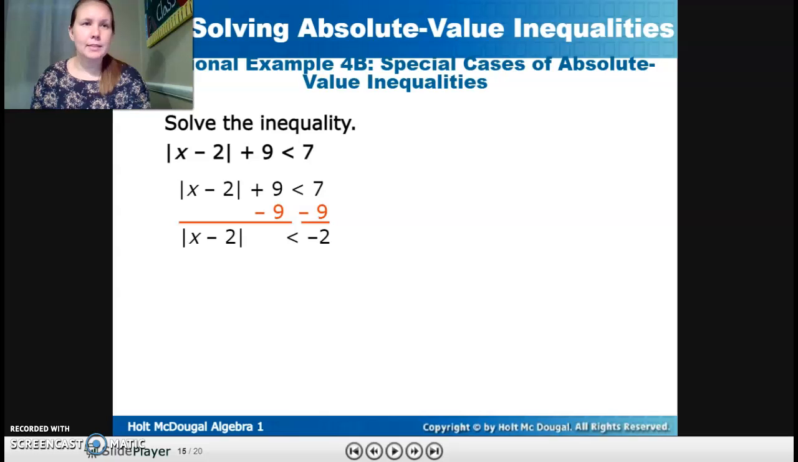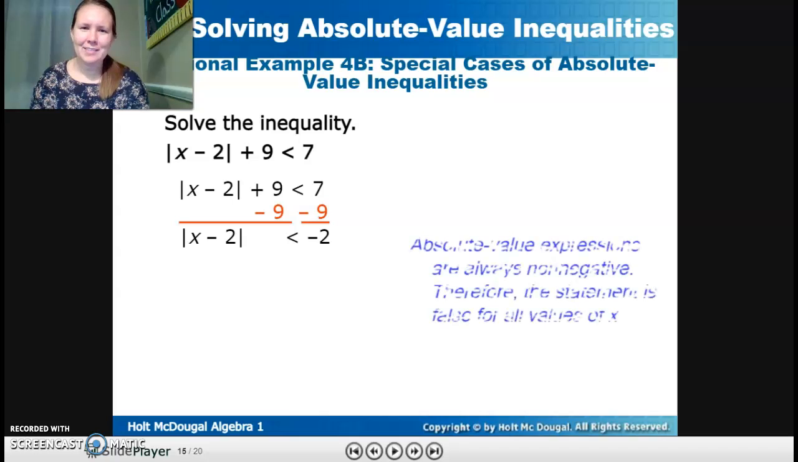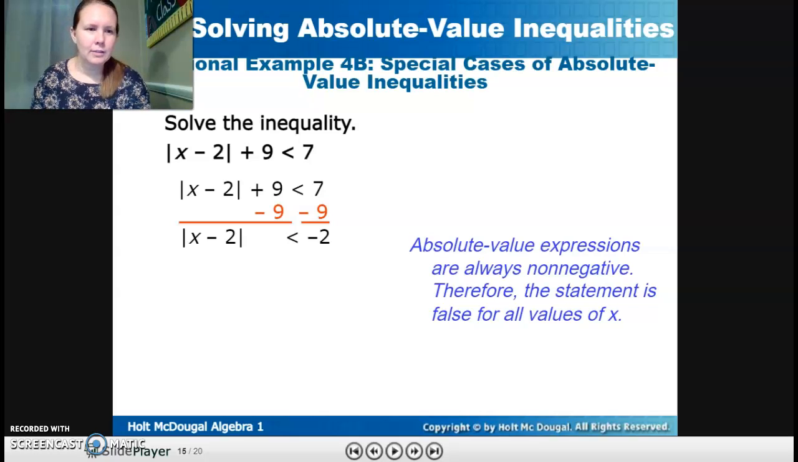What happens then is I get 7 minus 9, which is negative 2. My sign still stayed as less than, so think about it. Absolute values are always positive. Is any positive number ever going to be less than negative 2? No. So in this case, absolute value expressions are always non-negative. Therefore, the statement is false for all real numbers, because there's no possible thing that you're going to put in here that's going to result in something smaller than negative 2.